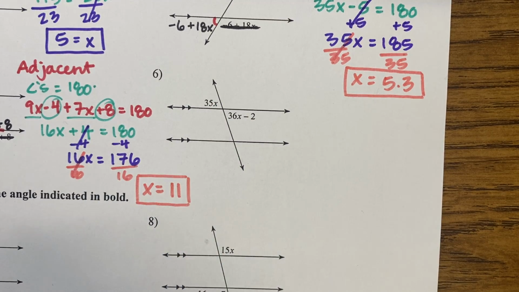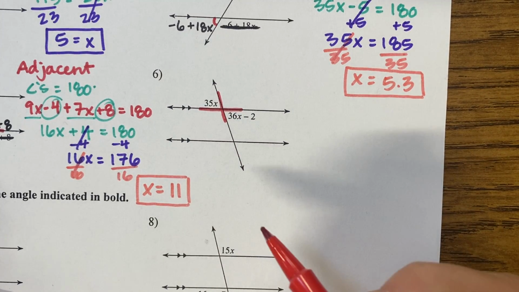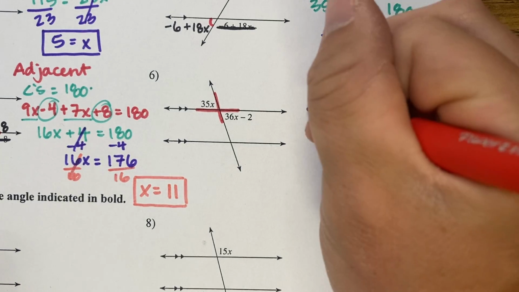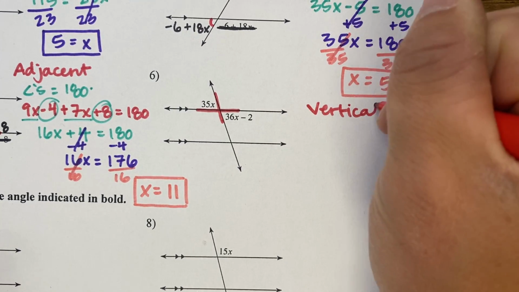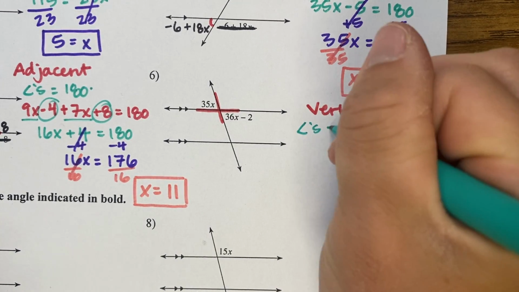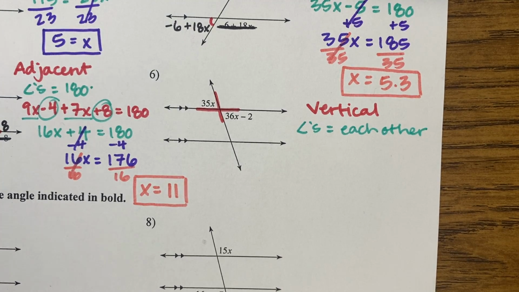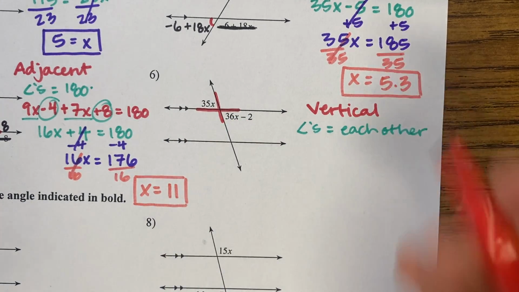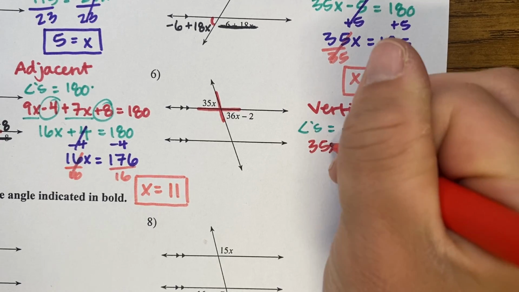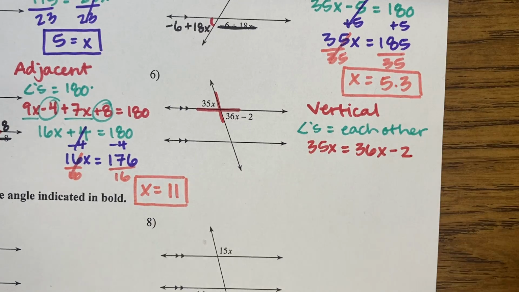What is this angle relationship where they create this x, right? There's this x here, and they're right across from each other in that x. What is that called? Okay, well, we call that vertical angles. And what are vertical angles equal to? They equal each other. Okay, so all we got to do is set one of them equal to the other. So we have 35x is my first angle, and it equals my other angle, 36x minus 2.